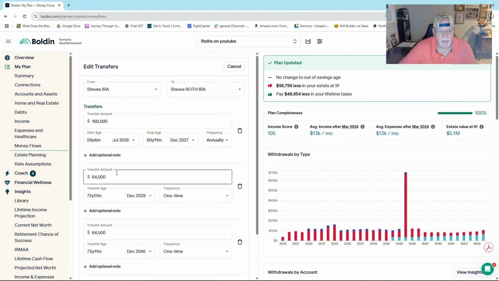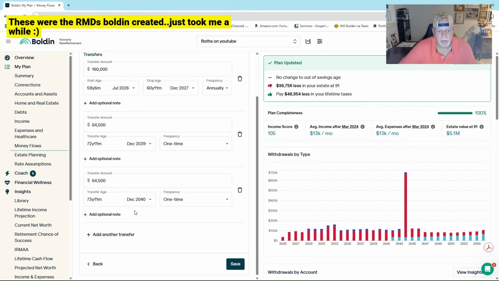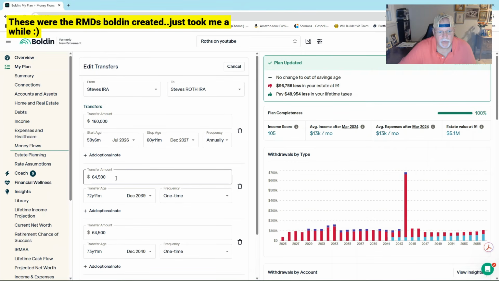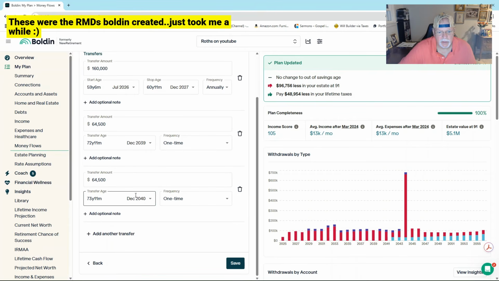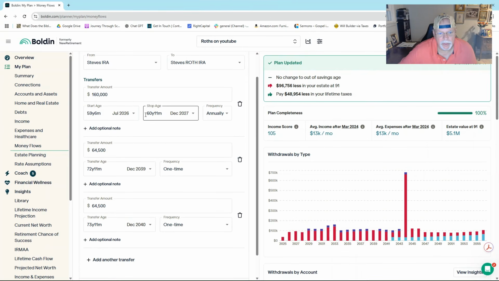Oh, wait, what's this? What is this? What's this transfer amount? Here, let's delete this. I don't know. Oh, is this one of the carryovers? Oh, no, this is a 72. This is the one they put in. That's interesting. I don't remember putting this in. That's very interesting. And when is it? It's December. This is December 2027.